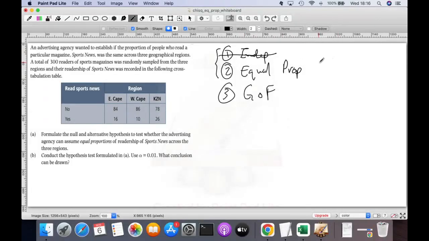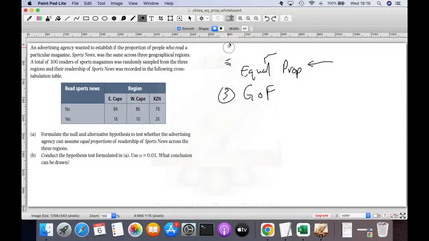I won't spend too much time on the calculations here because they are the same as how you do the test for independence. But I will cover it so you have an idea of how to go about answering the test for equal proportions. Then I'll finish up with the goodness of fit test. This example that I have here is a test for equal proportions.